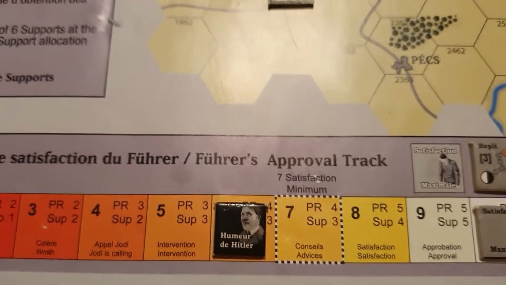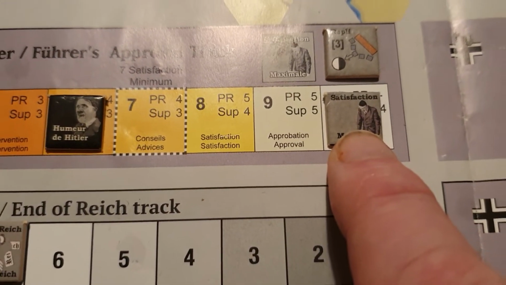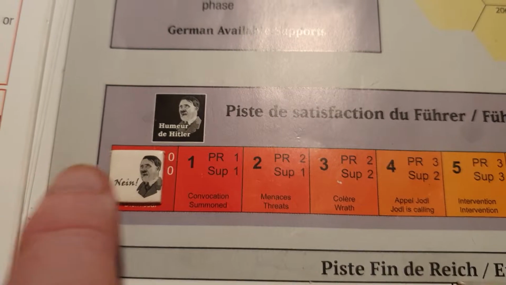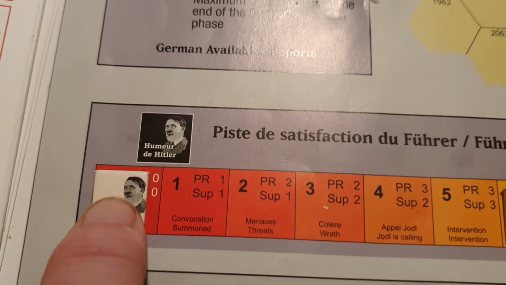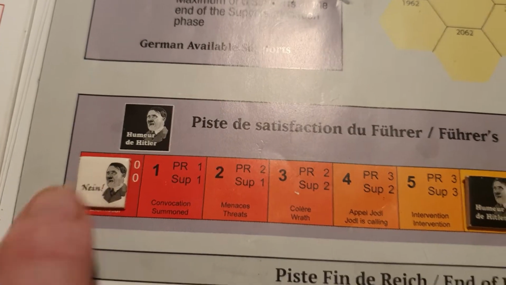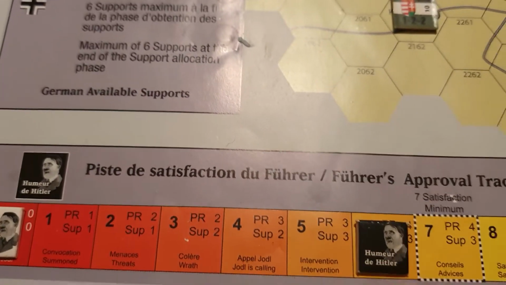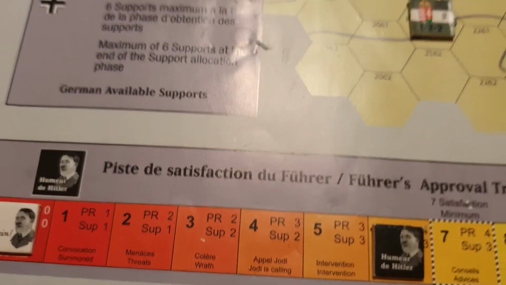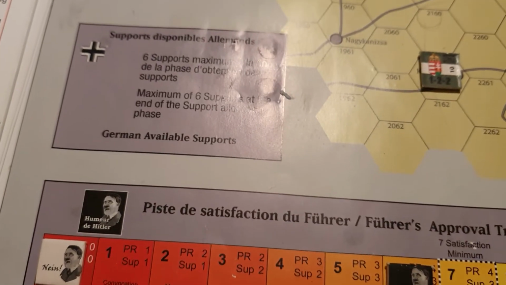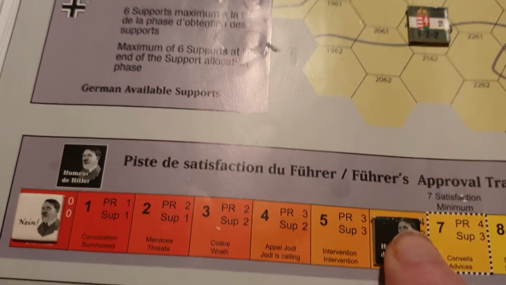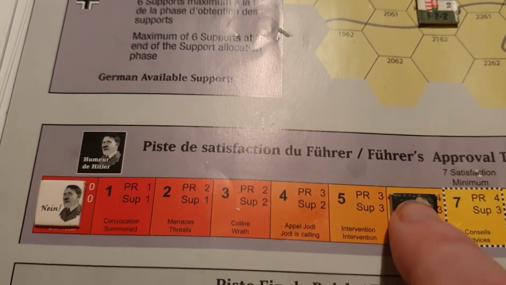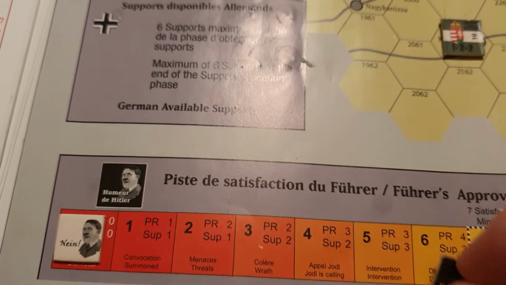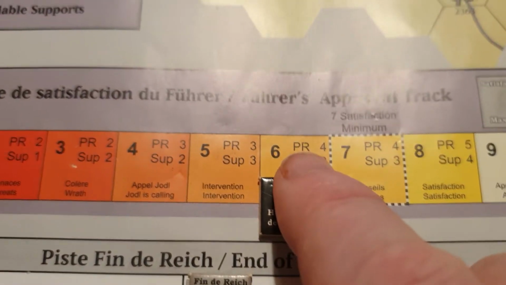When you start the game, you've got your maximum satisfaction for Hitler, and you've got your minimum satisfaction for Hitler. Each turn this track will move. It moves down one normally, but there are various other things that cause the track to move. It can never move up, at least not as far as I'm concerned, but someone might correct me on that. But if you notice on these tracks, it says how many replacements you get.